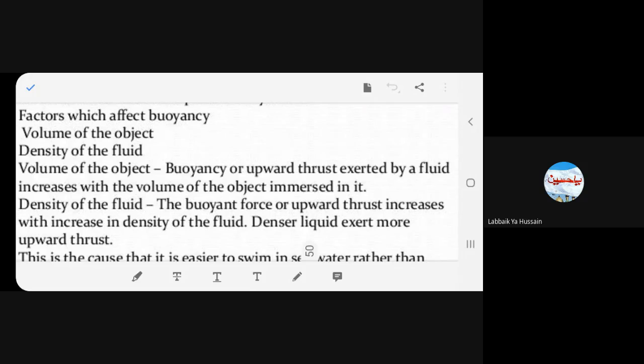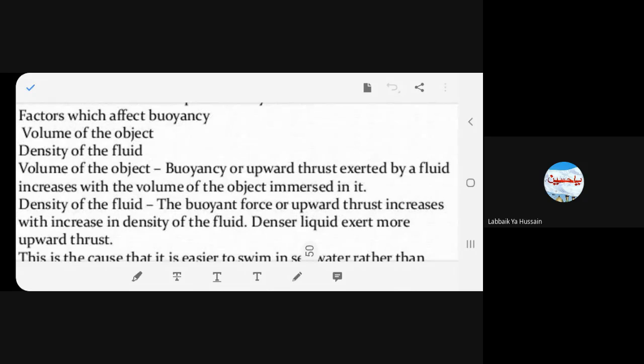Factors which affect buoyancy: volume of the object and density of the fluid. Volume of the object: buoyancy or upward thrust exerted by a fluid increases with the volume of the object immersed in it. Density of the fluid: the buoyant force or upward thrust increases with the increase in density of the fluid. Denser liquid exerts more upward thrust.